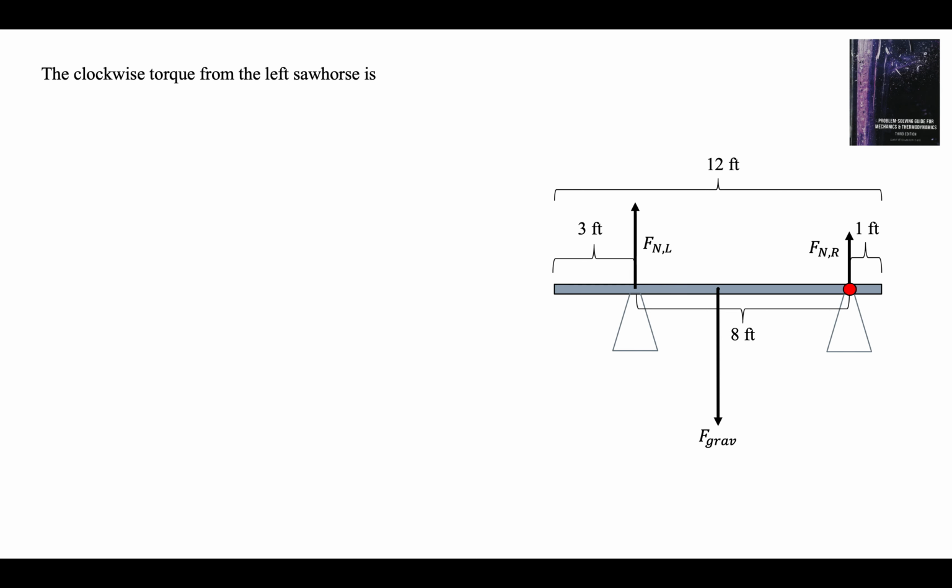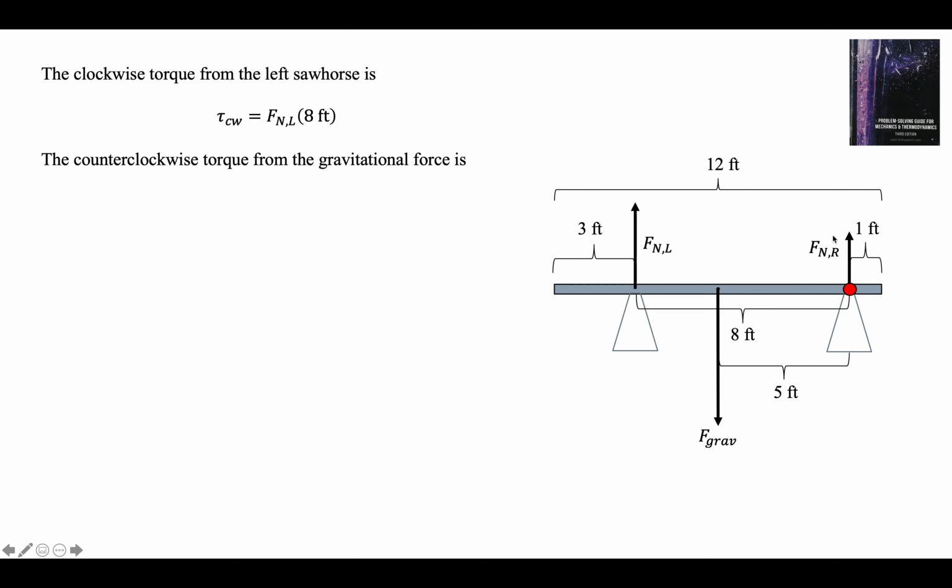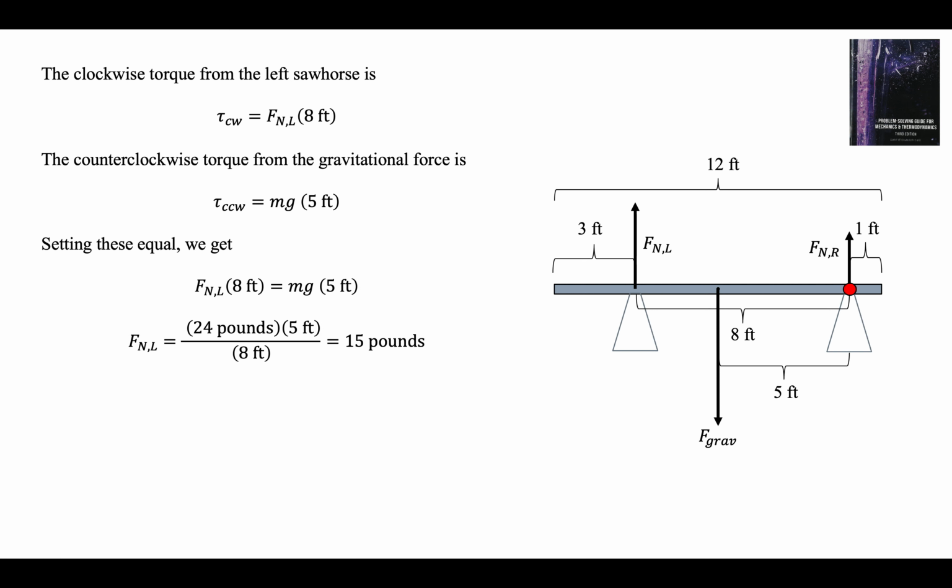We have to unambiguously label that point and take care to get the distances correct. Be careful. So this is 8 feet away times F normal from the left sawhorse. That's the clockwise torque. Gravity is 5 feet away from the point at which we're taking torques about now. And we can set these equal, plug in 24 pounds for mg, and we get this force from the left sawhorse is 15 pounds, which we knew already. So now we know that the normal force from the left sawhorse is 15, the normal force from the right sawhorse is 9, and gravity is 24.